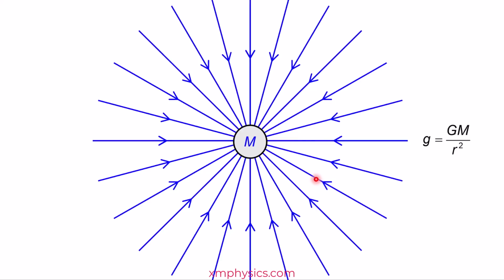Okay, so I hope you'll get a hang of it, that the point mass will produce a gravitational field centered about it with the magnitude given by the formula GM over r squared.